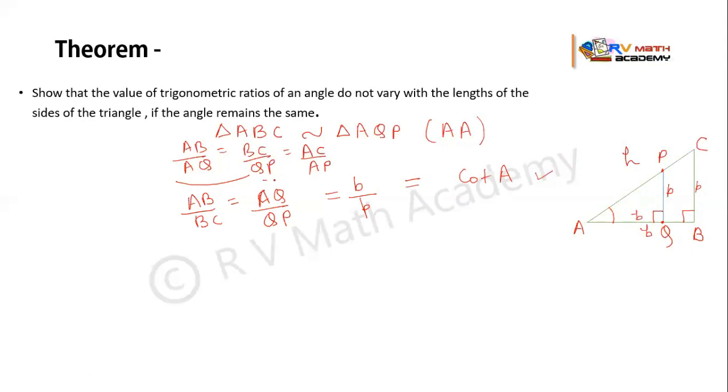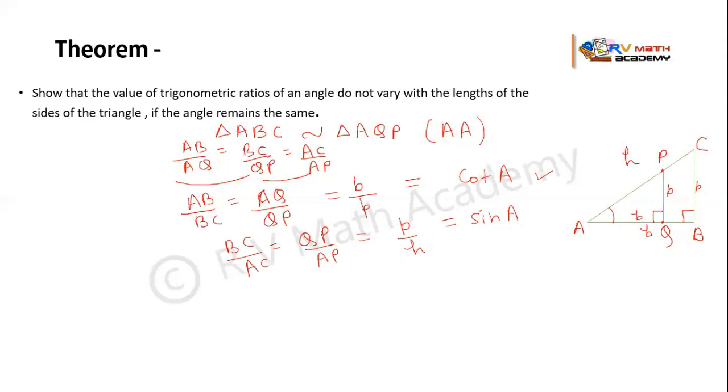Similarly, if I take these two ratios, we can write BC upon AC is equal to QP upon AP. Now, BC is the perpendicular and AC is the hypotenuse. Similarly, QP is the perpendicular and AP is the hypotenuse. So perpendicular upon hypotenuse is nothing but sine A. So again, whatever be the size of the triangle, the trigonometric ratio is always coming the same if the angle is the same.